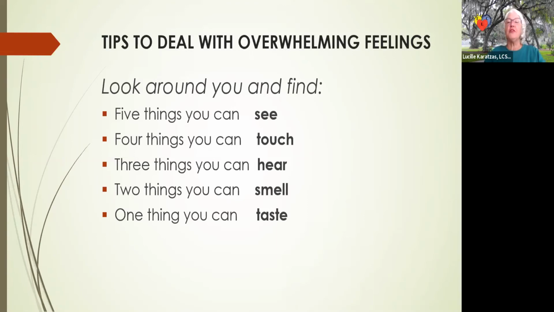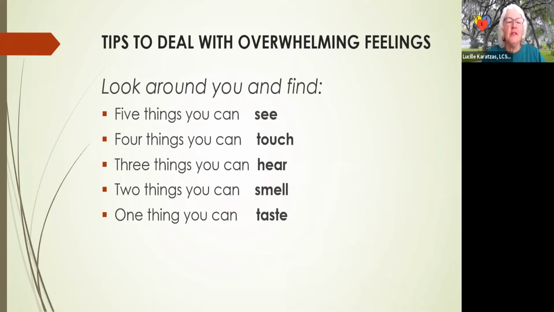So looking at 5 things that you can see, and I'm going to model this for you, because it's not just a matter of dot, dot, dot, dot, dot, and done. I see a computer, and I take a breath. I see a notepad. I see a tree out the window. I see my hand. I see a lamp. And I see a bush. Notice how you just gently look at those, using those senses.